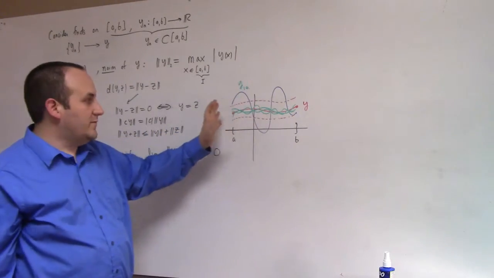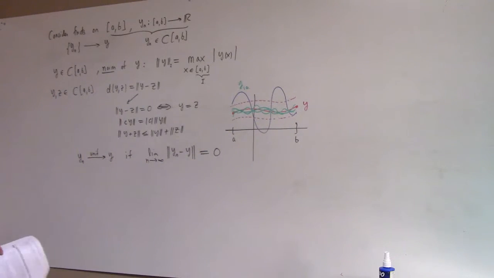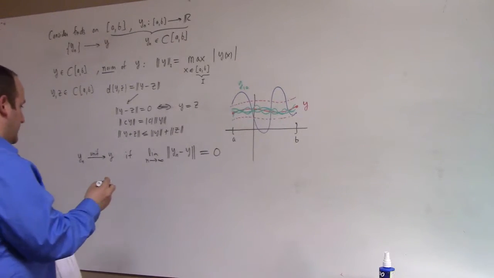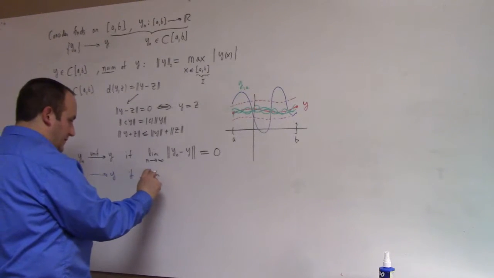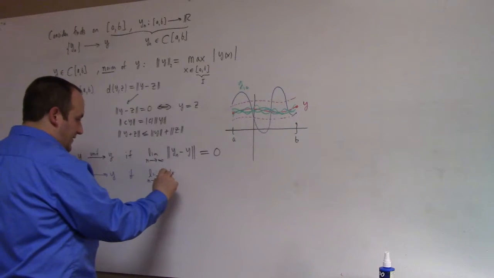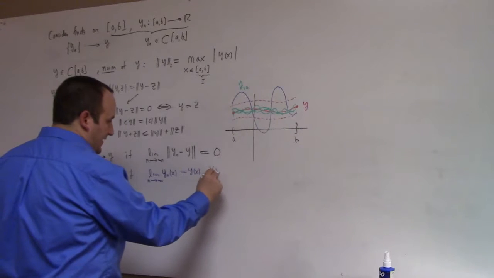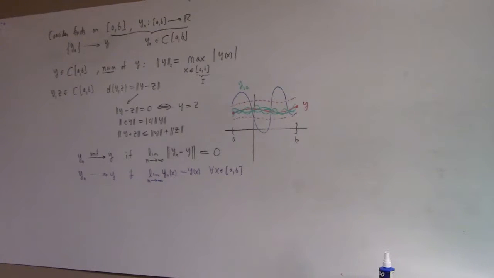For all points. In contrast, of course, you can talk about pointwise convergence, right? What's the difference with pointwise convergence? You could just say yn converges to y if the limit as n goes to infinity of yn of x is equal to y of x for all x in AB, right? And so there it might be, to get within epsilon of 0.1 at, say, x equals a, maybe you could use a capital N of 100, but to get within epsilon of 0.1 at b, maybe you need to use a capital N of 1,000.